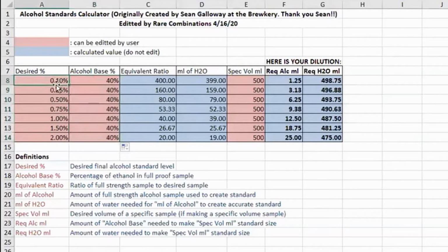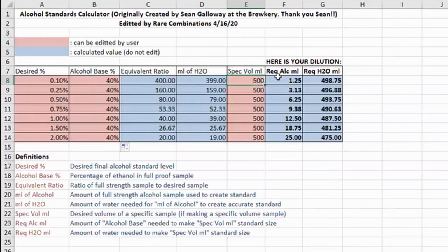So we say, okay, we want 0.1% alcohol. We're using 40% alcohol to dilute. These blue cells you don't need to edit. And then we have this last column that you can edit, which is the volume that you want to obtain at the very end. In this case, it's half of a liter or 500 milliliters.